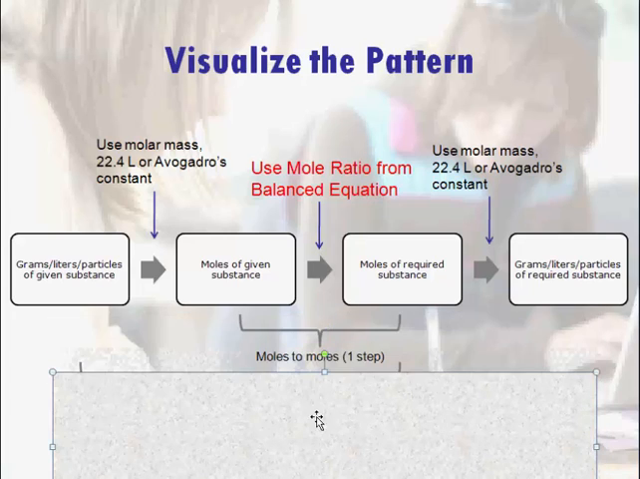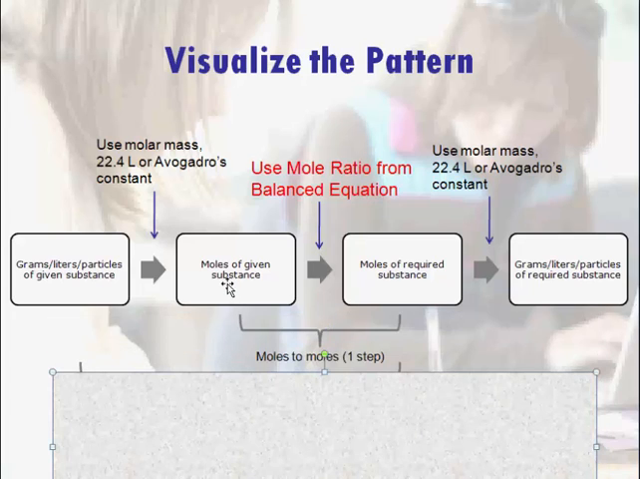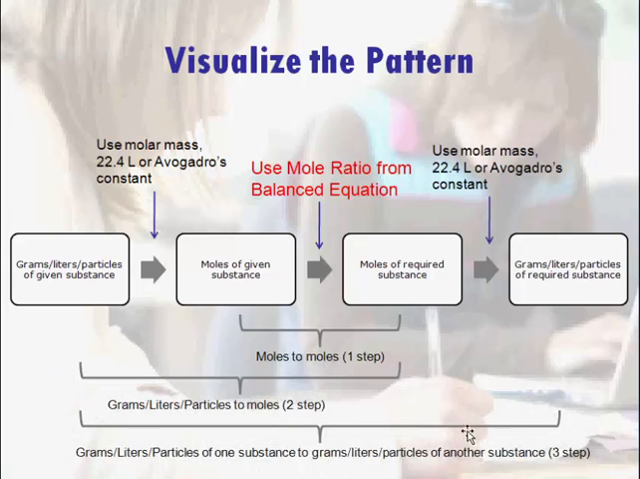For example, if you are given the actual number of moles of one substance from your balanced chemical equation, and you're asked to convert that to the actual number of moles of another substance in the reaction, using that data, you will only need to take one step, shown here. And you'll actually be using your mole ratio from your balanced chemical equation to make that one step. There are 2 other possibilities, which we will come across in our practice. There's a 2-step and a 3-step process, but for now, let's move on to a simple example problem.